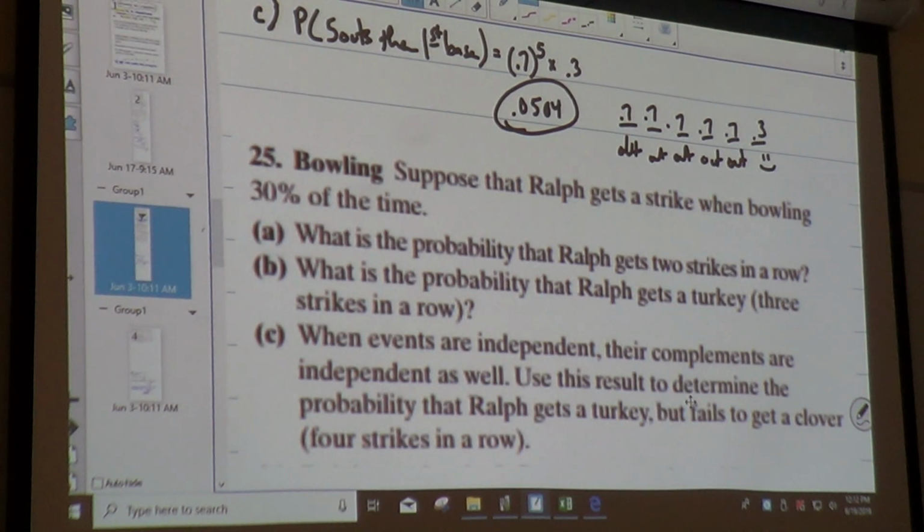Now, they didn't tell us this, but what percent of the time does he not get a strike? So 70% of the time.